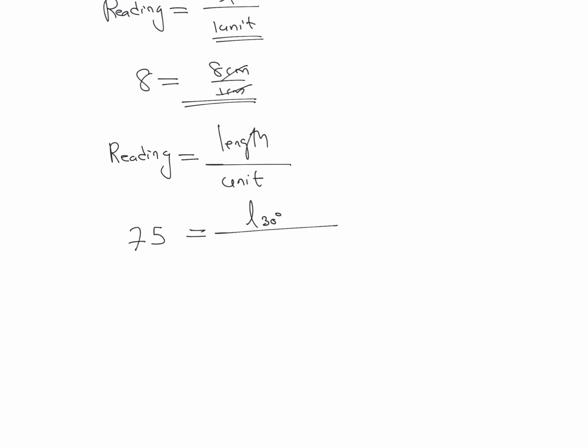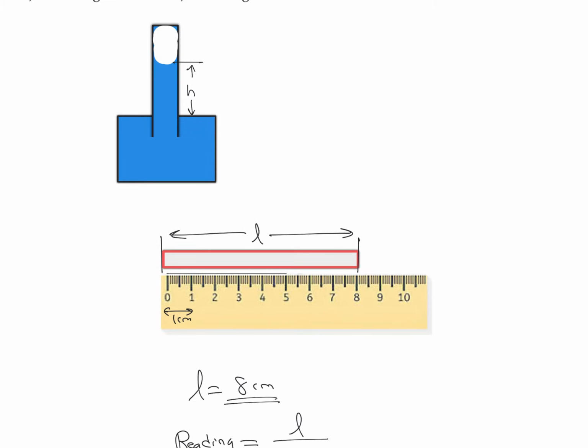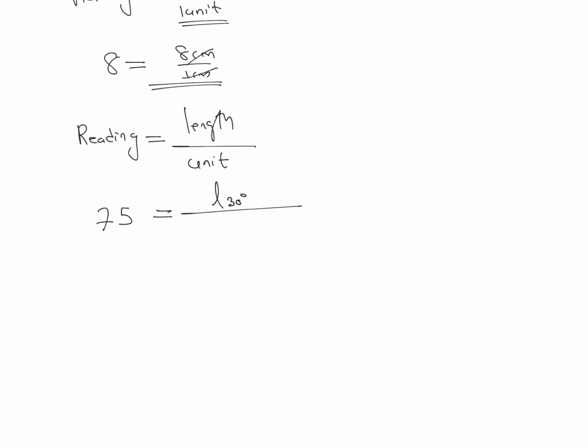Initially it was 1 centimeter. Now, due to thermal expansion, the question says it is giving the correct reading at 10 degrees Celsius. Now the temperature is 30, so we can say that there is an expansion due to 20 degrees Celsius. So initially 1 unit was something like 1 centimeter.